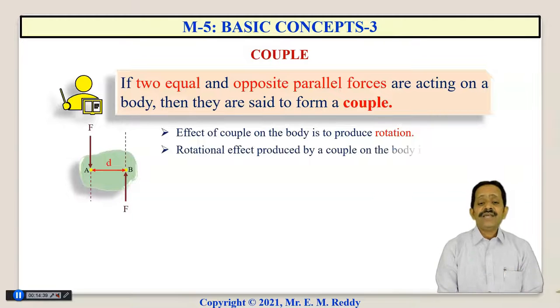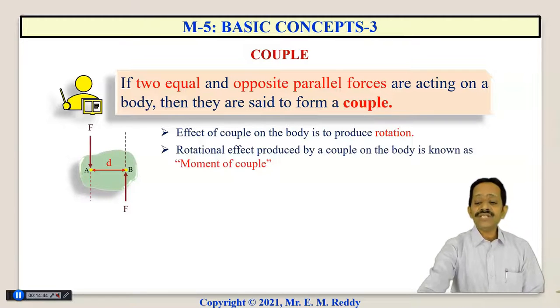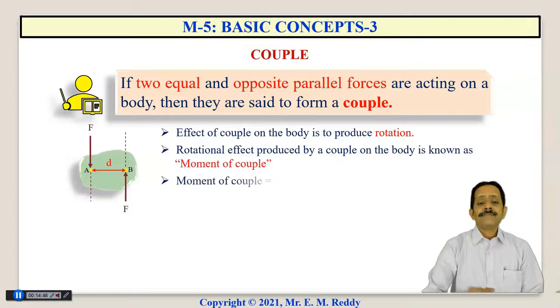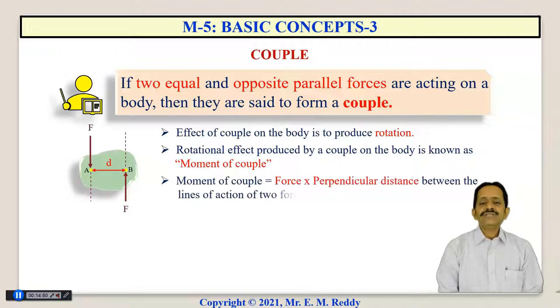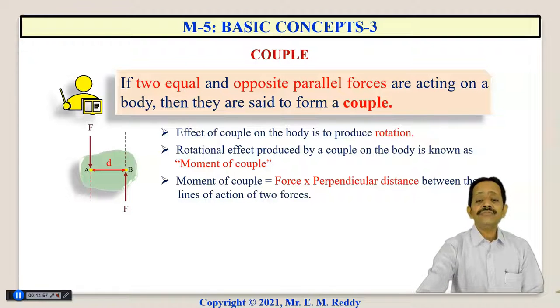This rotational effect produced by the couple on the body is known as moment of couple. Moment of couple is calculated by taking the product of the magnitude of any one of the forces and the perpendicular distance between the lines of action of these two forces. So M is equal to F into D.